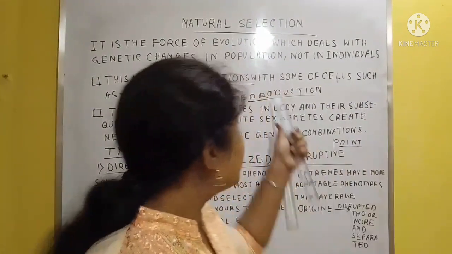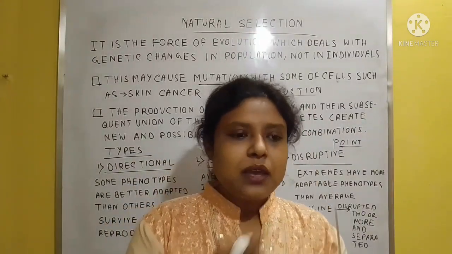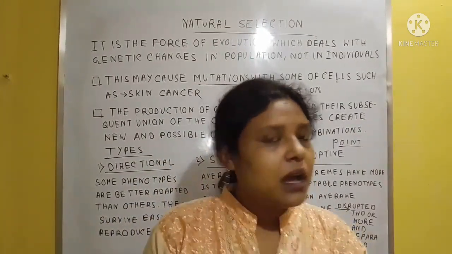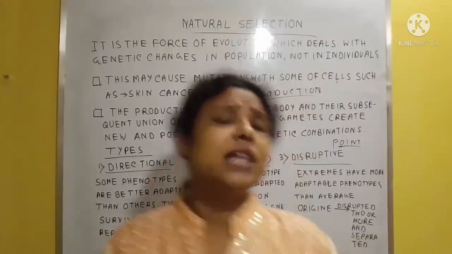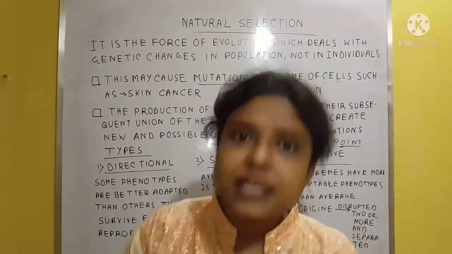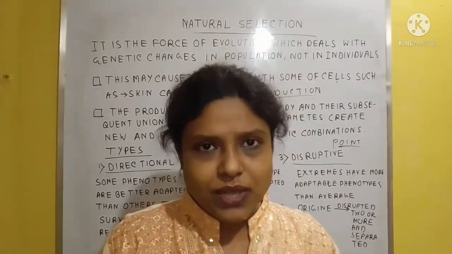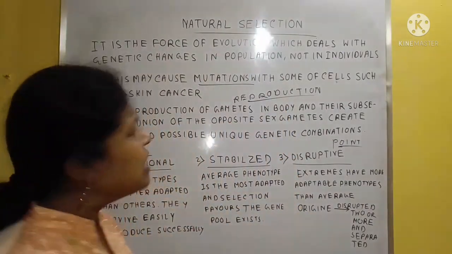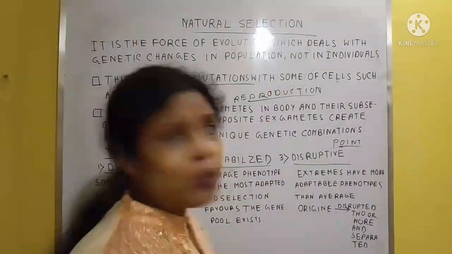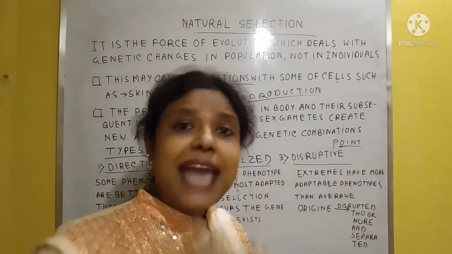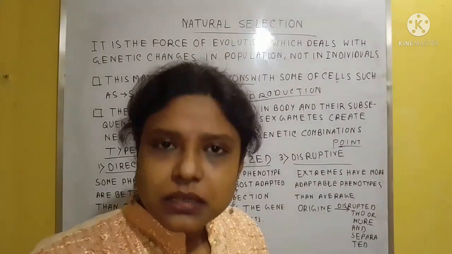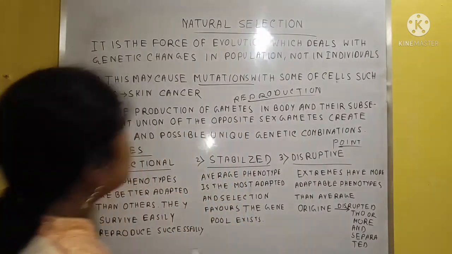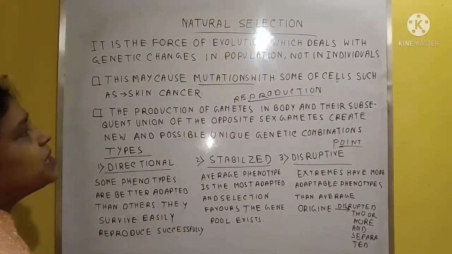Reproduction is when a gamete produced in the body of an individual is fertilized with a gamete of another individual, and new characters grow within the young ones. Clear? These new characters grow within the young ones, and they are continuously updated with the next generation. Clear? So here we discuss the types of natural selection.